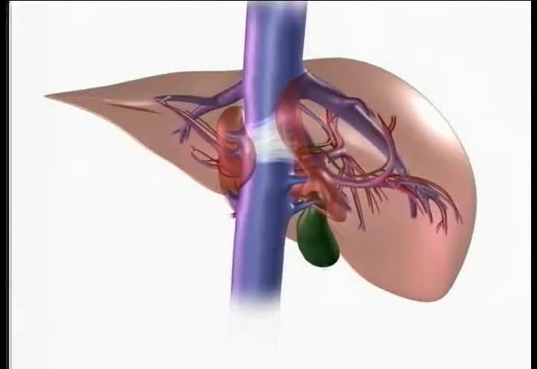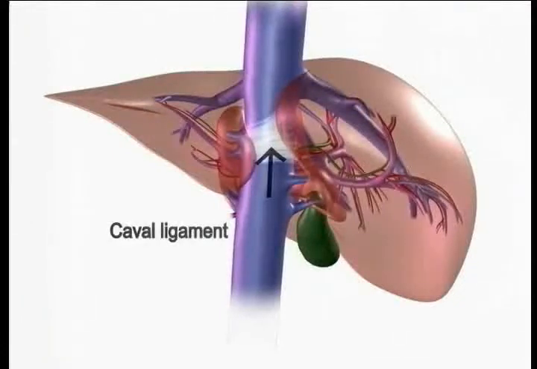The lumbar veins drain posterolaterally into the inferior vena cava below the level of the renal veins, but above this level there are usually no caval tributaries posteriorly. From this posterior view, a fibrous ligament coursing between the caudate lobe and the posterior aspect of the right liver is seen. This structure is known as the caval ligament.